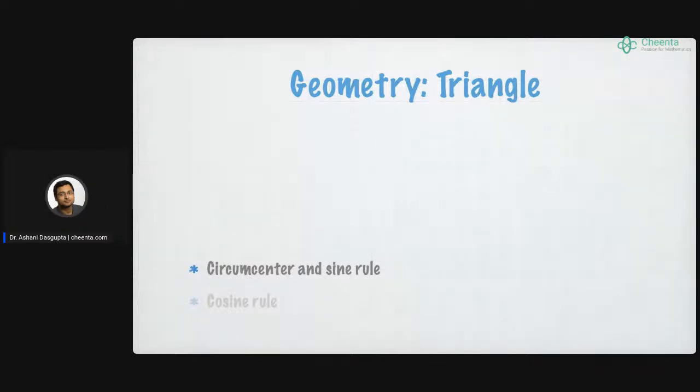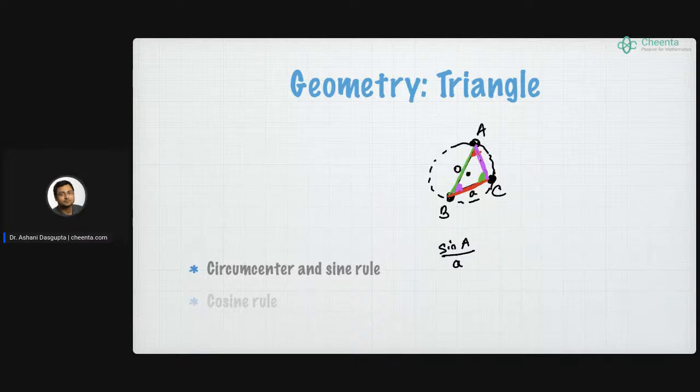So I'll just draw a triangle ABC, and I will draw the circumcircle of this triangle like this. It's a circle that passes through all the three vertices of the triangle. And suppose O is the center of this circle. So O is known as the circumcenter of the triangle ABC. And there is a very useful theorem which says that sine of angle A by small a, where small a is the side opposite to angle A. I'll probably color code it again. This is red, this is red, this is pink, this is pink, this is green, and this is green. So the small letter is reserved to mark the side opposite to the angle. So for example, this one is small c and this one is small b.